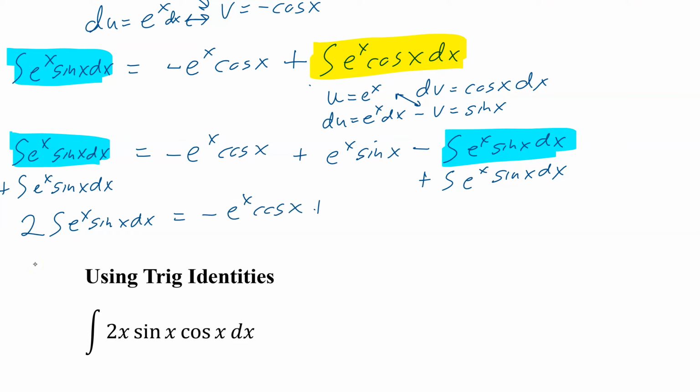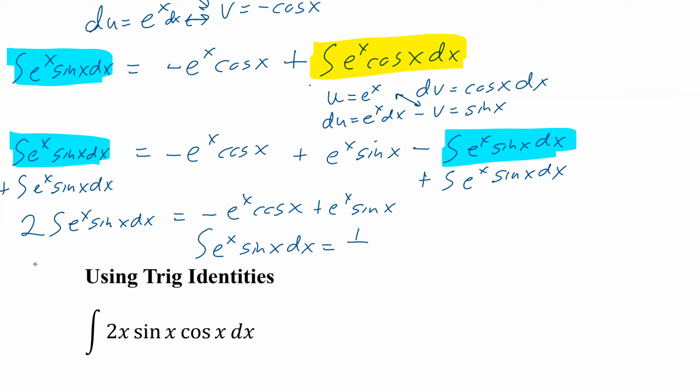Okay, plus e to the x sine x. So now you can see, what do we do? Aha, we divide by 2. So if we divide everything by 2, we get the integral of e to the x sine x dx is equal to, and then we're going to divide those by 2.